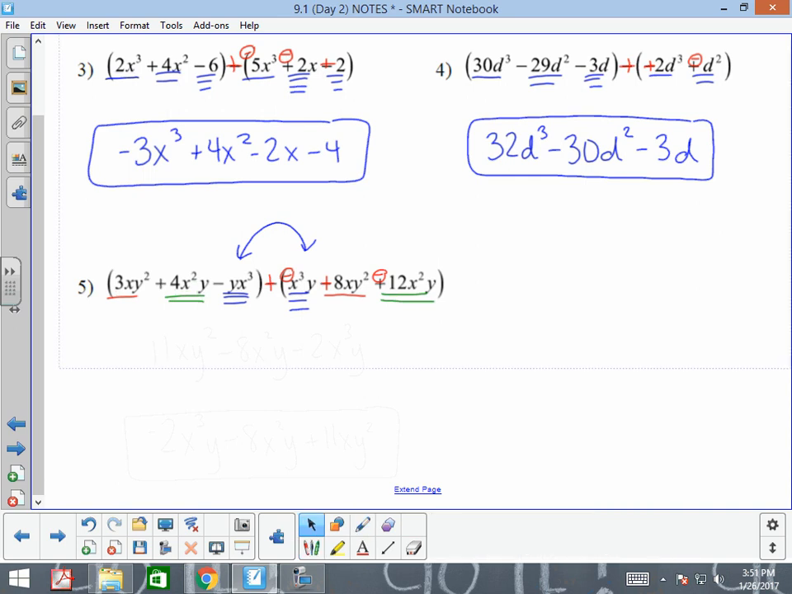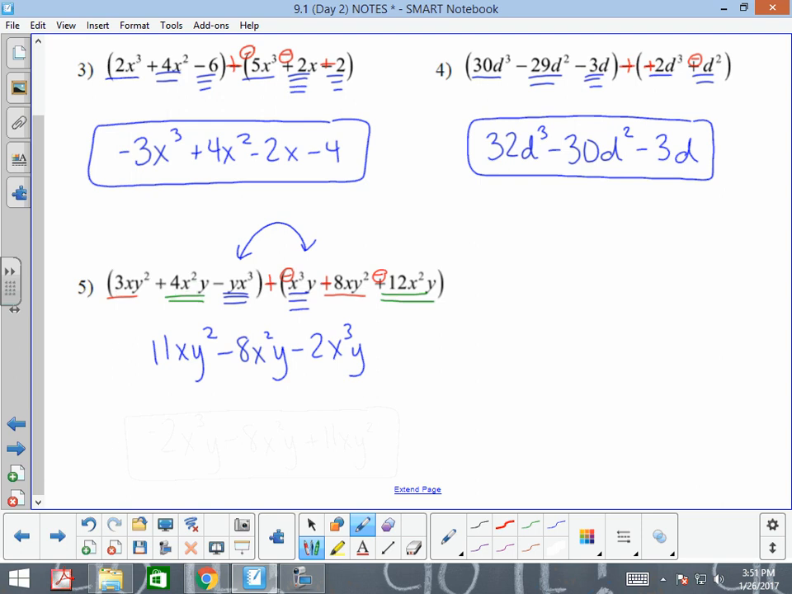So when we add these together, remember again, we do not add the exponents. So when we add 3xy squared and positive 8xy squared, we get 11xy squared. When I add positive 4x squared y and negative 12x squared y, I get negative 8x squared y. When I add negative y x cubed and negative x cubed y, I get negative 2x cubed y. Because one of them's in a different order than the other one, they're still like terms, but when we write the final answer, we usually use the one that's in alphabetical order. So negative 2x cubed y is how we write that one.